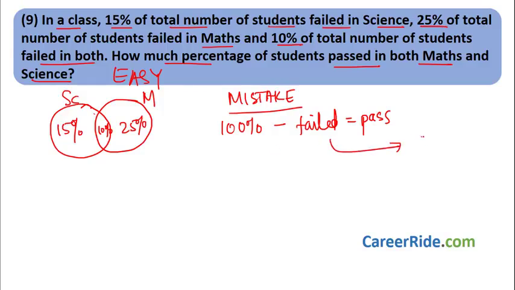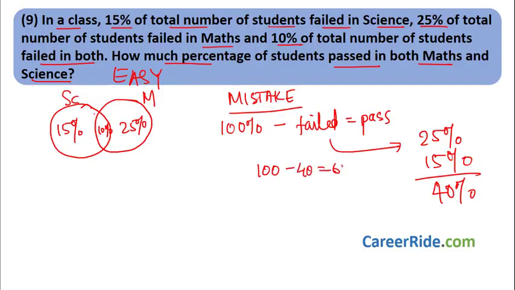What do they calculate? Okay, 25% failed in science, 15% failed in maths, so a total of 40% students failed, correct? So what is the pass percentage? They'll take 100 minus 40 equal to 60%. So 60% students passed both in maths and science. Very wrong. This is the wrong answer. This is the wrong approach.